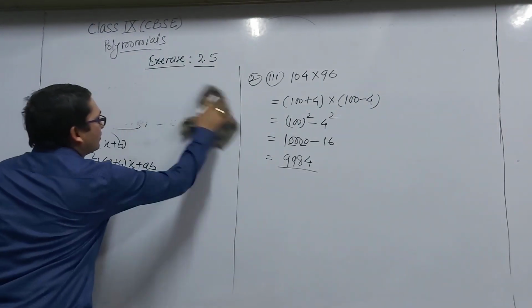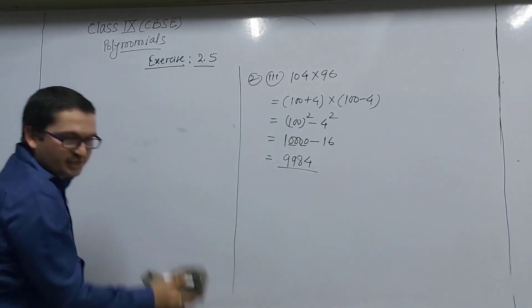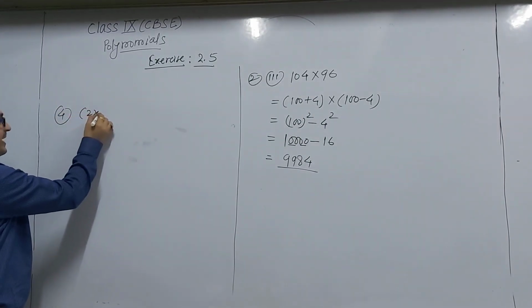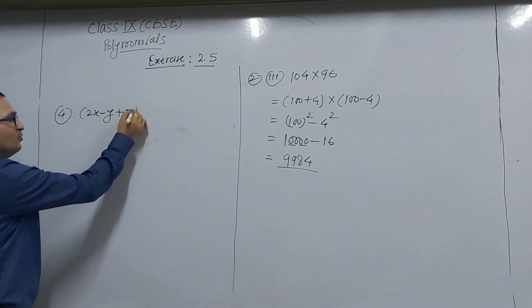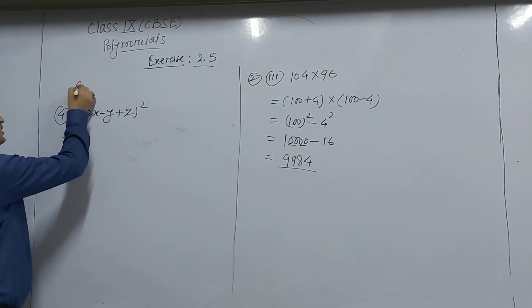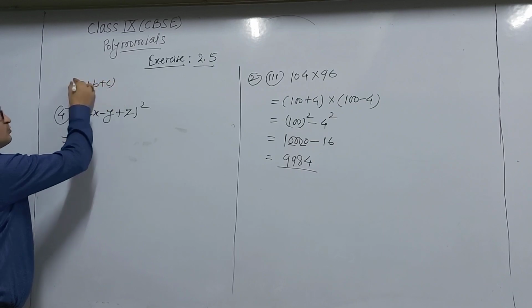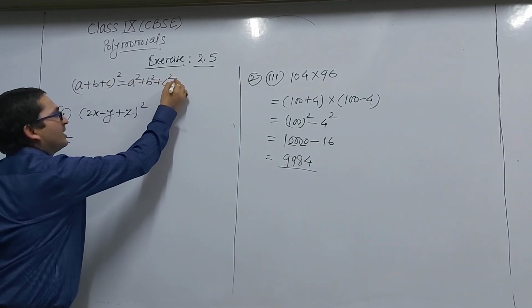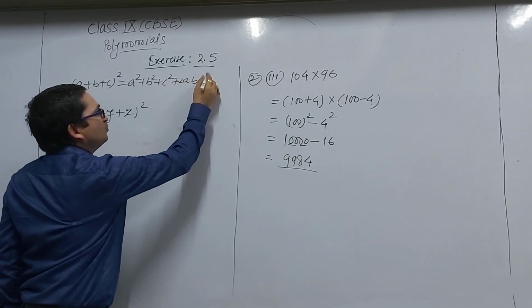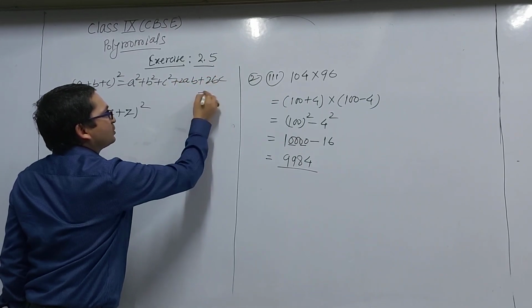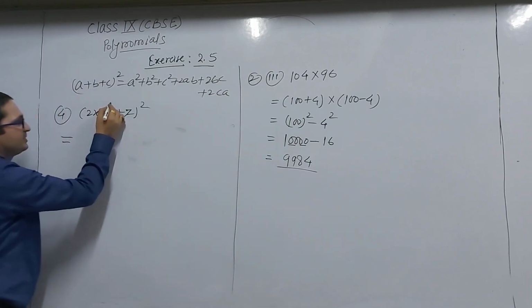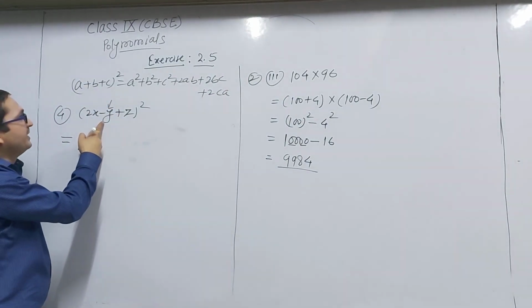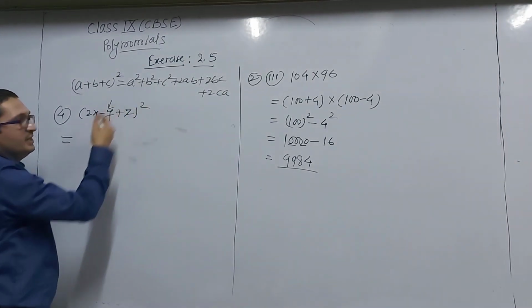Question number 4: (2x minus y plus z) whole square. There we can apply the formula (a plus b plus c) whole square. What is the formula exactly? a square plus b square plus c square plus 2ab plus 2bc plus 2ca. But in this question the coefficient of y is negative, right? So instead of b, we will take negative.